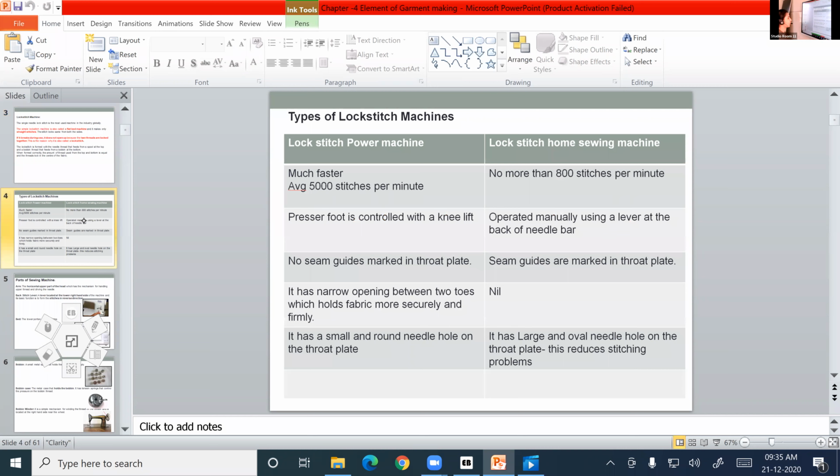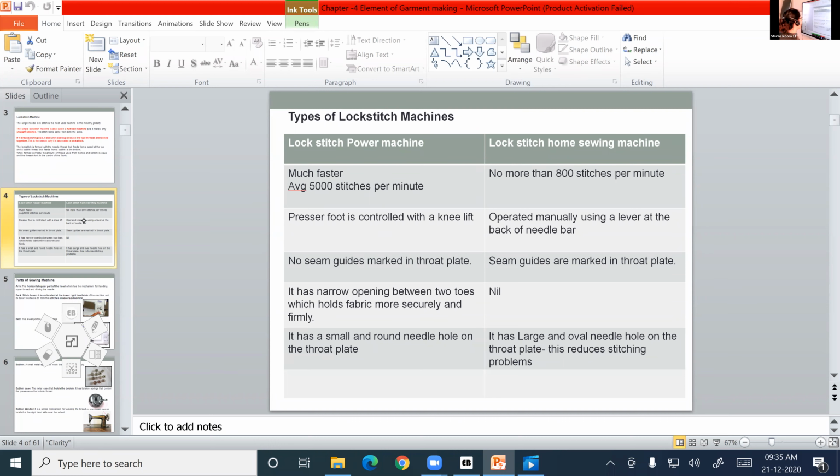And there are two types of lock stitch machines. They are the lock stitch power machine and the lock stitch home sewing machine. The lock stitch power machine is much faster, and it stitches an average of 5,000 stitches per minute, and the average home sewing machine cannot stitch more than 800 stitches per minute.